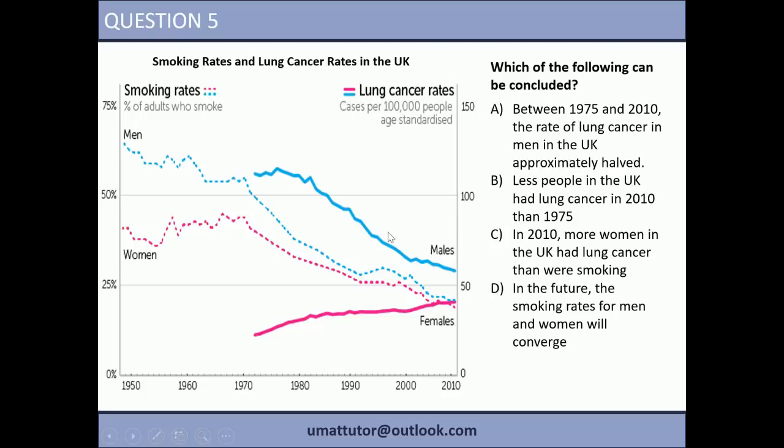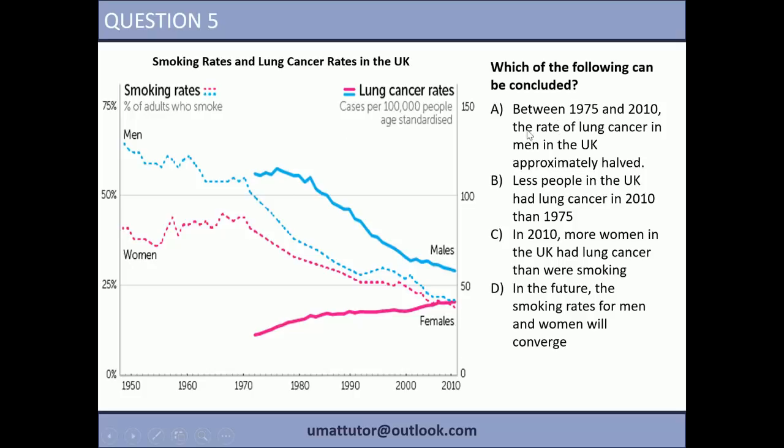Again, there's one for men, one for women, and we'll read that off the right-hand side, presumably, because it's the only remaining axis to read it off. And this is in terms of cases per 100,000 people. So it's a rate rather than a raw number. So if we go to the question, which of the following can be concluded? Option A, between 1975 and 2010, the rate of lung cancer in men in the UK approximately halved.